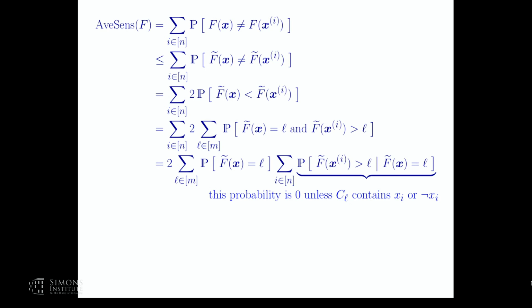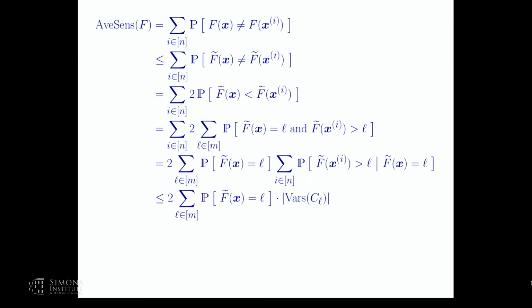Because this conditioning means that this clause is 1. And for this to hold, this clause has to become 0 when you flip the ith coordinate, which means that the ith literal has to be occurring in this clause if this is non-zero. Now we can replace this by 1 if the else clause contains the ith variable and 0 otherwise. So we get the bound that this summation here is at most the number of variables in the else clause.